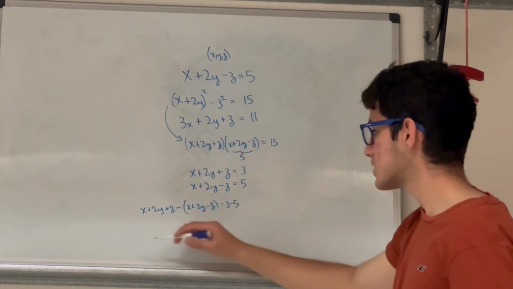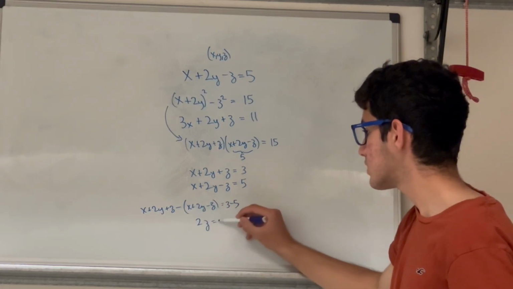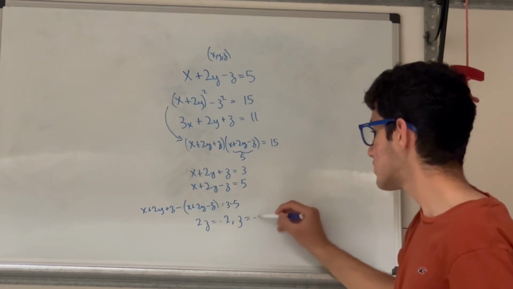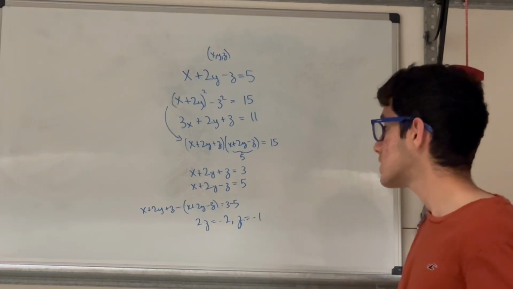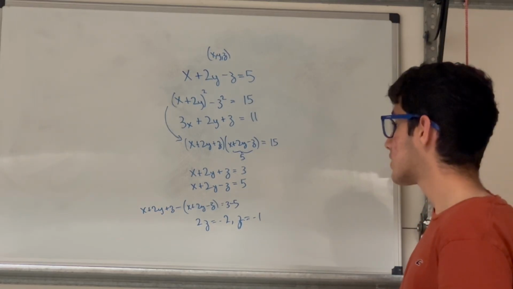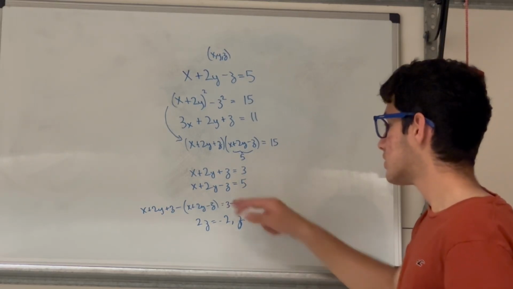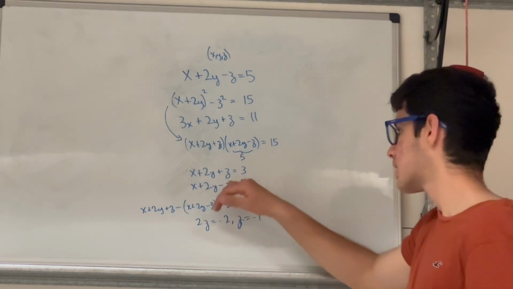Okay, when we solve this, it will just be 2z equals negative 2. So z equals negative 1. Z equals negative 1. Perfect. If z equals negative 1, let's check that that actually does work.